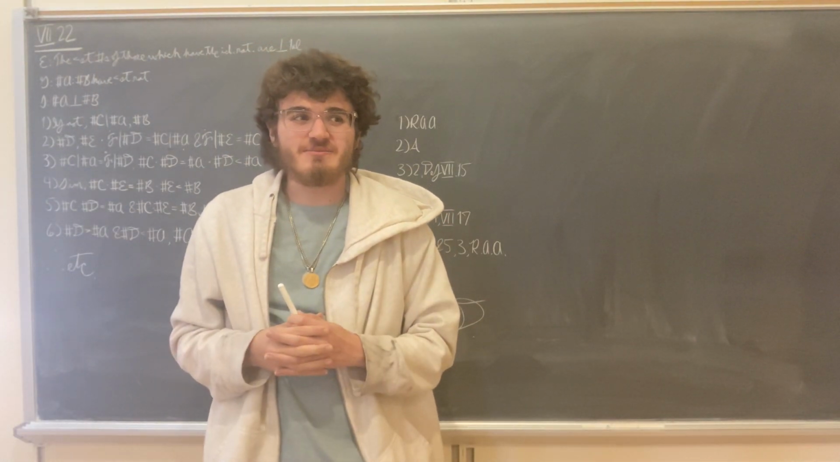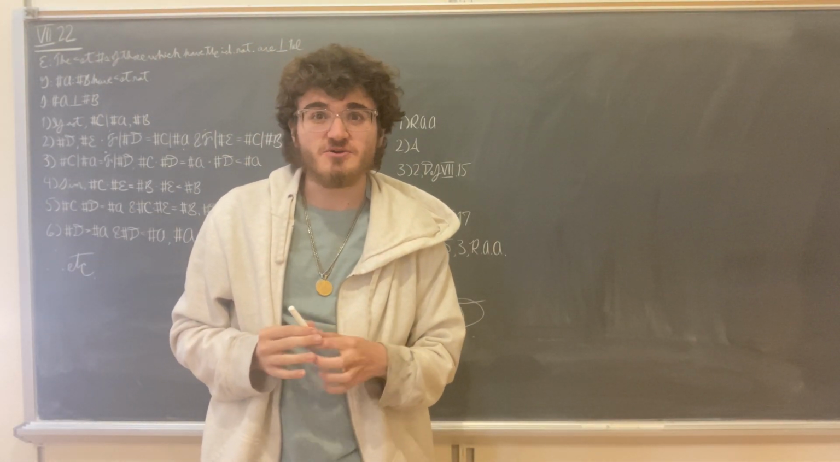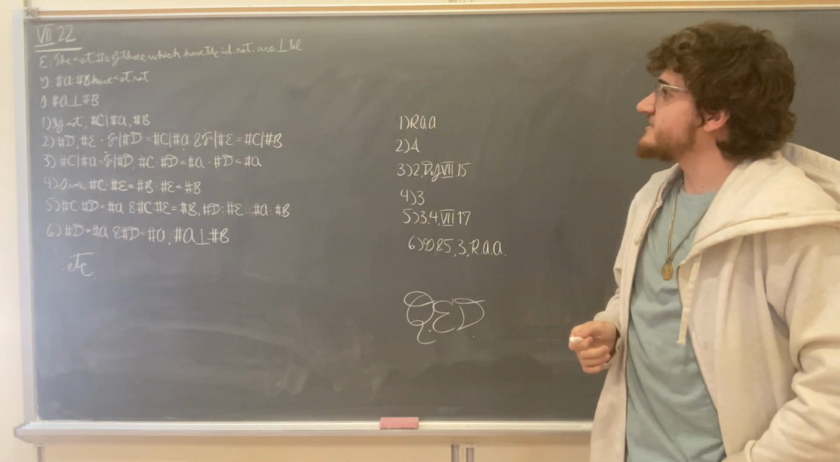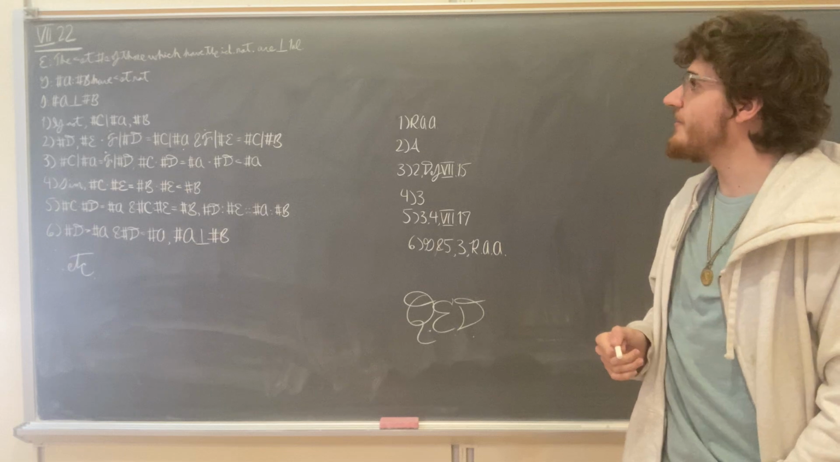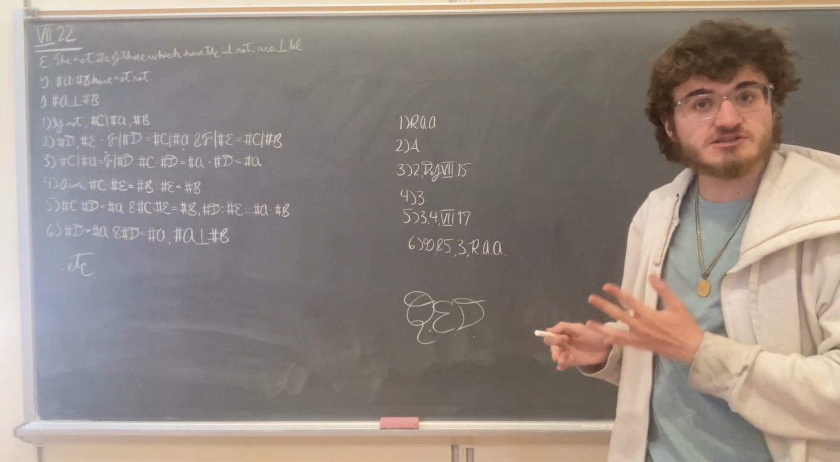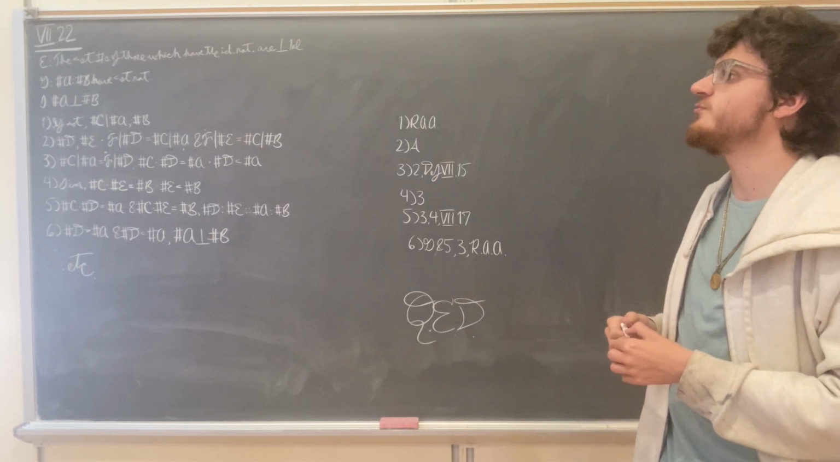Hello, this will be a demonstration of proposition 22 from book 7 of Euclid's Elements, which says that the least numbers of those which have the same ratio with them are prime to one another. So this is clearly the converse of the previous proposition 7.21.